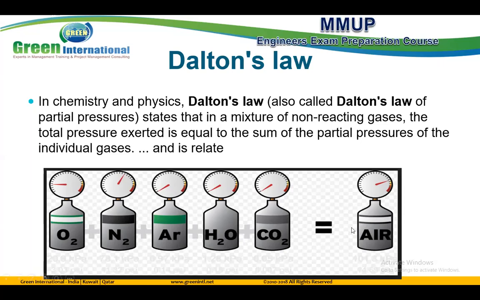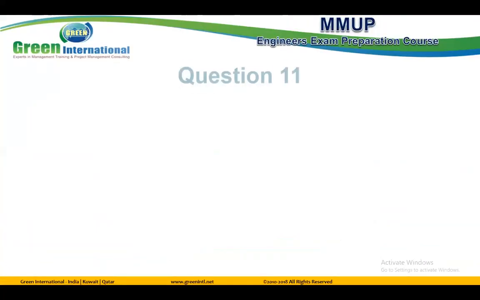For example, air. This air consists of, in this cylinder, CO2 and H2 and argon, nitrogen, and oxygen, and so on. The pressure for this mixture, for air, which consists of these gases, is equal to the partial pressure of each gas: the pressure for this one plus the pressure for this one plus the pressure for this one. The sum of these partial pressures gives you the total pressure of the mixture. Yes, this is Dalton's law.